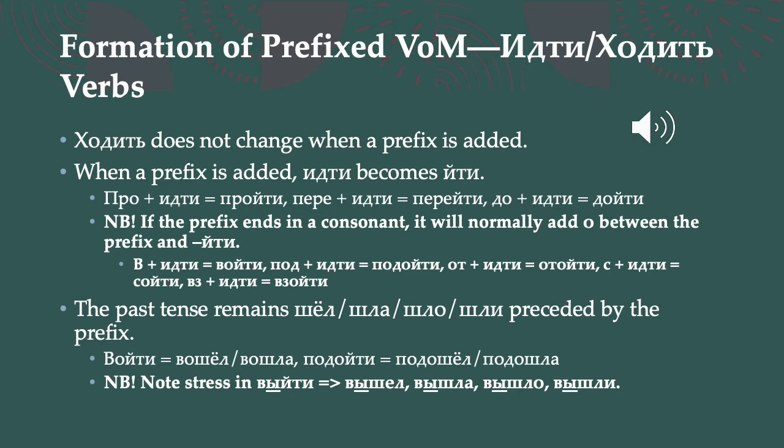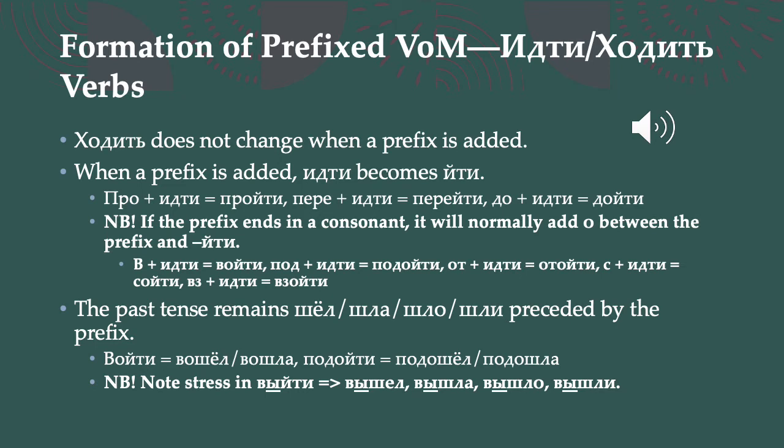However, with et, when we add a prefix, the base et, spelled with a short i, becomes iti. For example, pro plus et becomes proiti, spelled p-r-o i kratkoye t-i. Pire plus et becomes pireiti, again, p-e-r-e i kratkoye t-i. Or do plus et becomes doiti, d-o i kratkoye t-i.